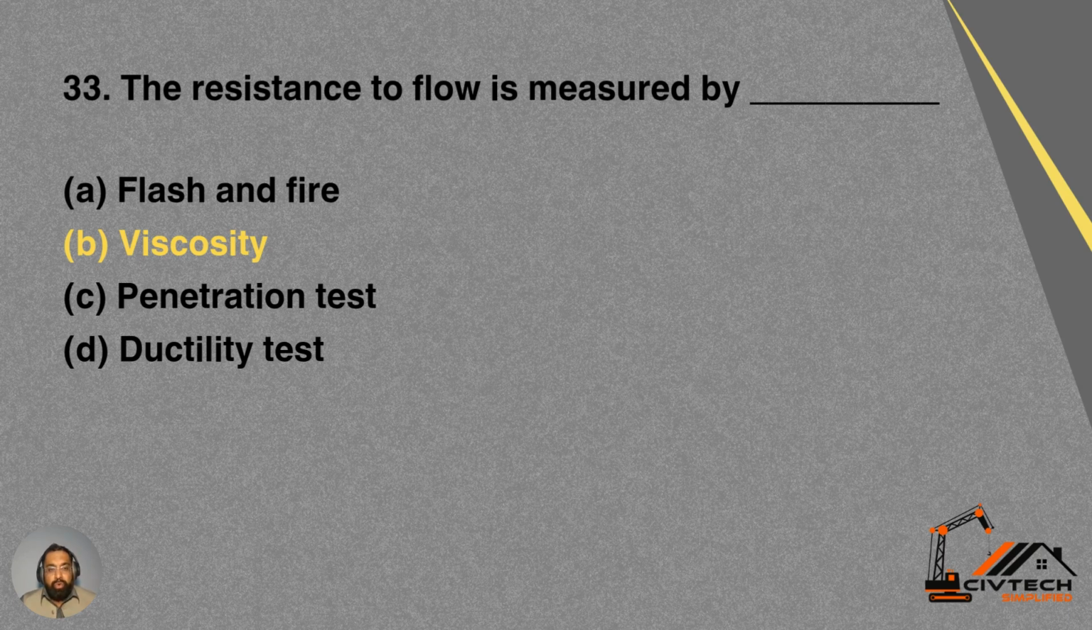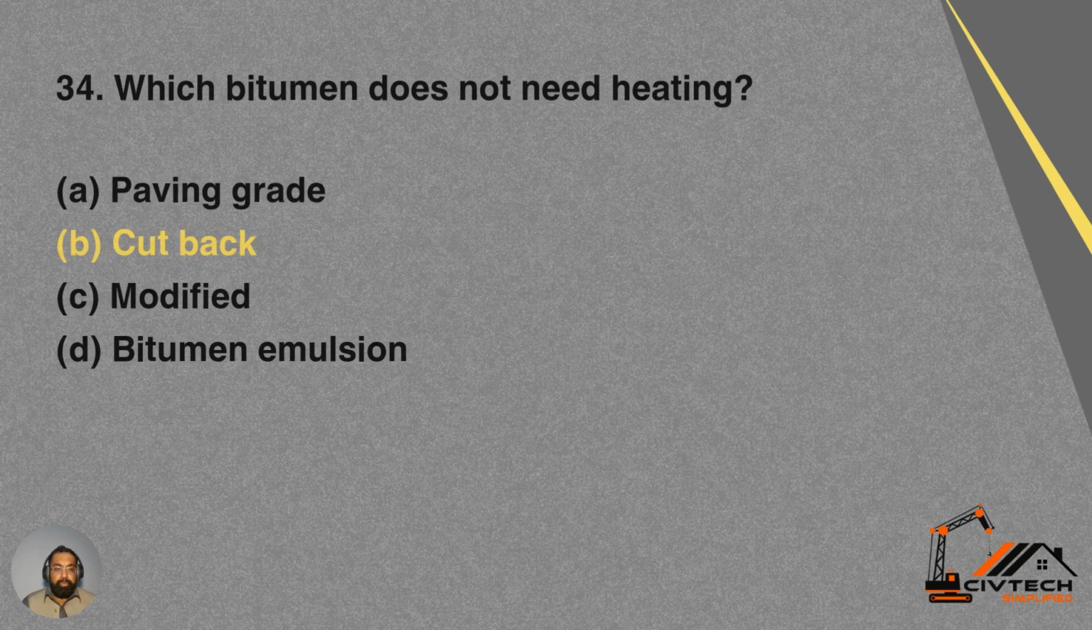Question 33. The resistance to flow is measured by dash. What is the property of the bitumen in which it resists the flow? Option A flash and fire, option B viscosity, option C penetration test, option D ductility. So resistance to flow is measured by viscosity. Option B is the correct answer. Viscosity is the property of the bitumen or any fluid which resists its flow.